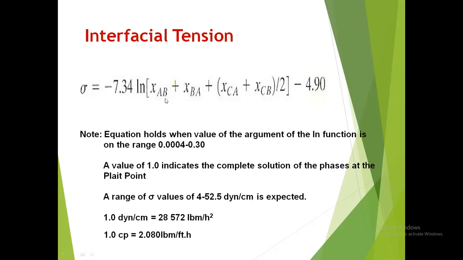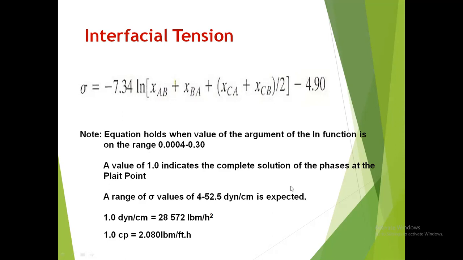Now, since it's the argument of your Ln, if it is in the range 0.0004 to 0.3, then the value that you will be getting is acceptable. So it says here, equation holds when the value of the argument of the Ln function is in the stated range. Now, a value of 1.0 indicates that there is rather complete solution of the phases at the plait point.